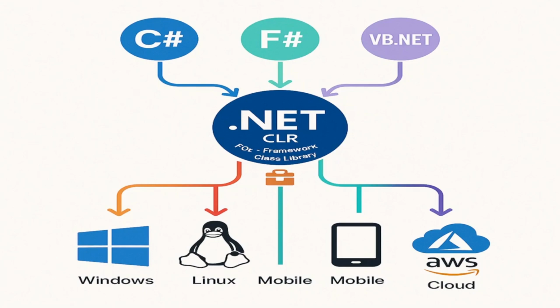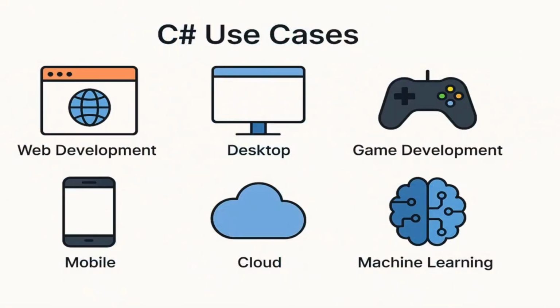So the tight integration is what makes C Sharp so incredibly powerful and versatile. It means that C Sharp applications, especially with modern .NET, can run on many different systems. It can run on Windows, Linux, Mac, mobile devices, and even on the cloud. So this cross-platform capability is a huge advantage for developers today.